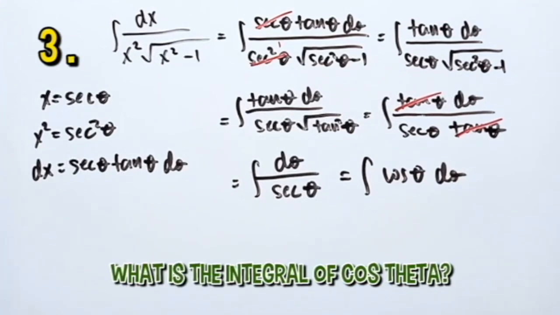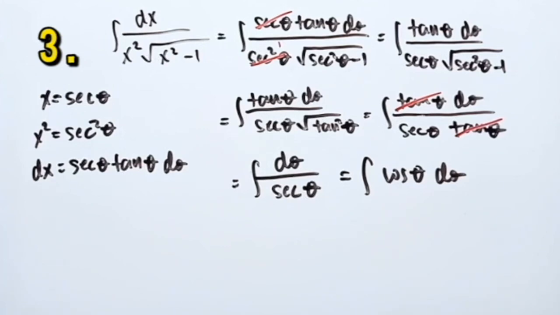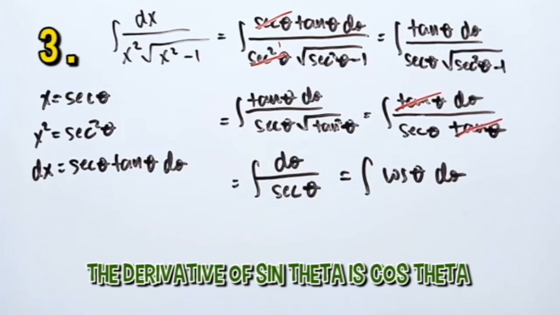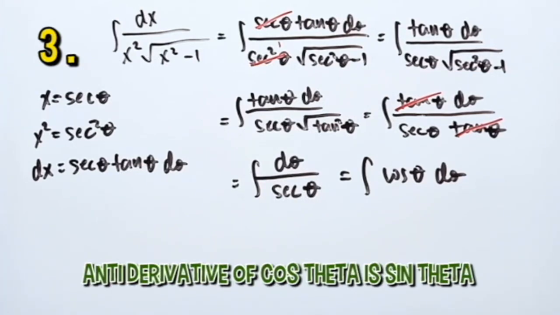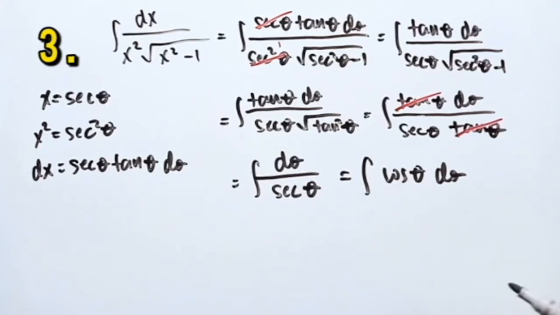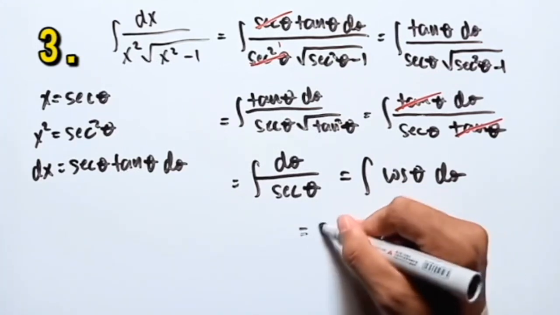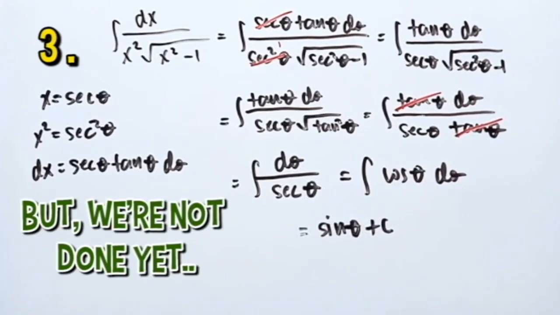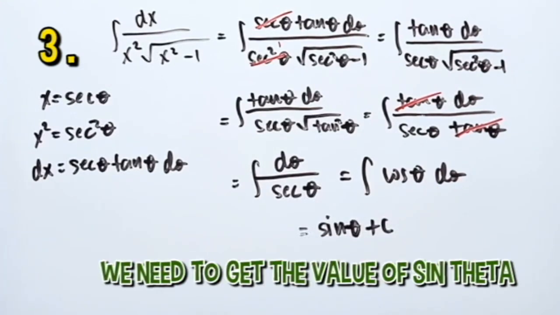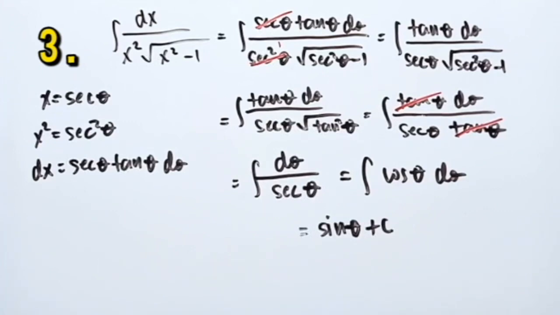And now, what is the integral of cos theta? The integral of cos theta is sine theta, since the derivative of sine theta is cos theta, therefore the antiderivative of cos theta is sine theta. So our final answer is equal to sine theta plus c. But again, we're not done yet because we need to get the value of sine theta. So let's use this given equation, which is x is equal to secant theta.